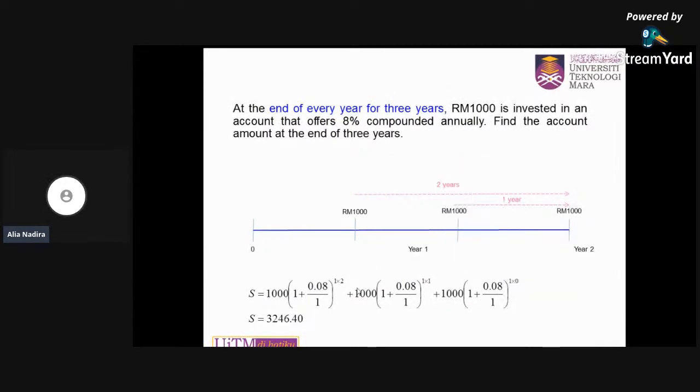Okay, so you need to calculate the first one, which is for the first 2 years. Okay, this one, and then for this one, and then it's the last one, this one. Okay, so this one you calculate for the first 2 years, yang ini.